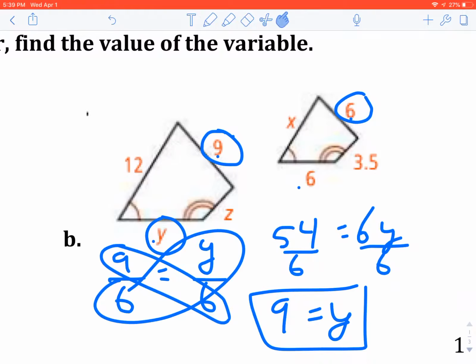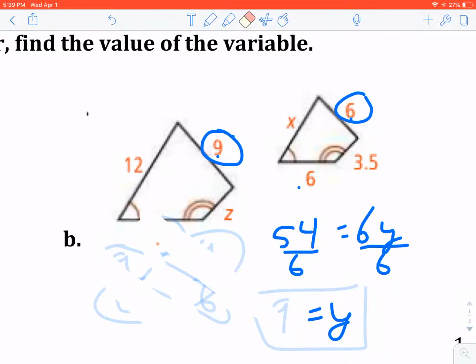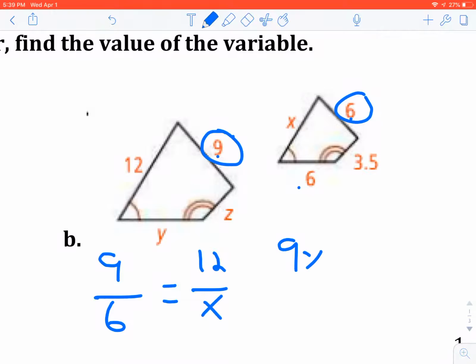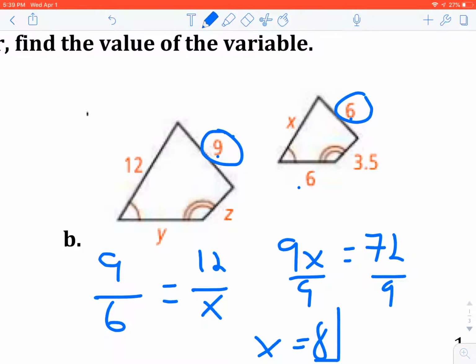Okay? And then lastly, you would do the same thing for x. So 9 compares to 6 as 12 is to x. Okay, so that would give you 9x equals 72. Cross multiply and divide, and you get x to be 8. Okay, so there's your answer for B.